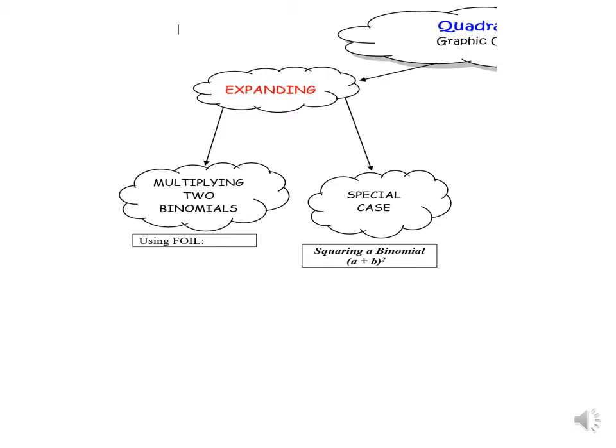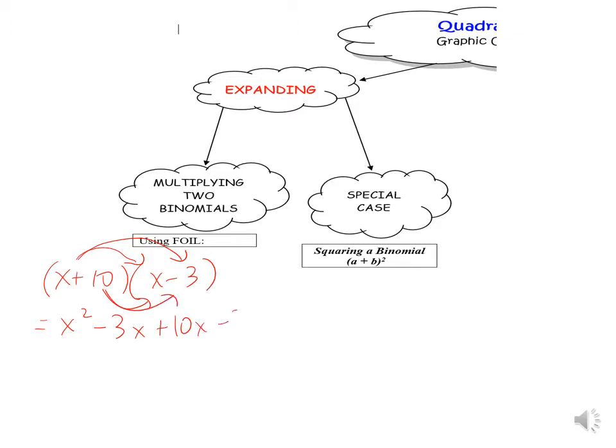Multiplying two binomials, and we're going to use FOIL. So just going to come up with some random numbers here. So an example would be, let's say, x plus 10 and x minus 3. So if we were to use FOIL, first times first, x times x is x squared. Outside, x times negative 3, negative 3x. 10 times x, 10x. 10 times negative 3, negative 30.